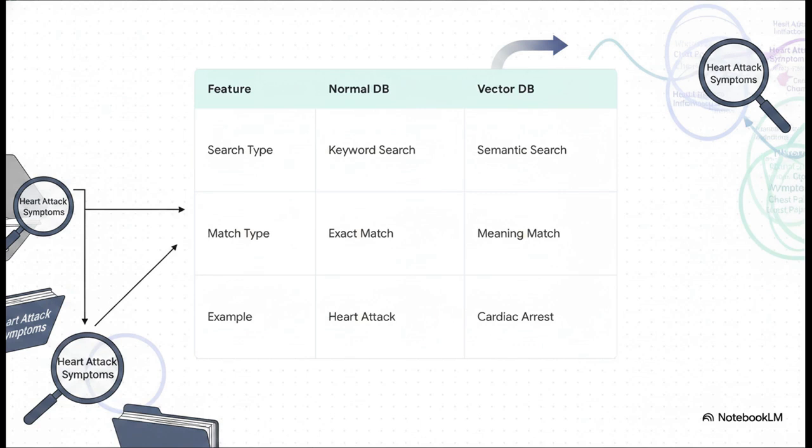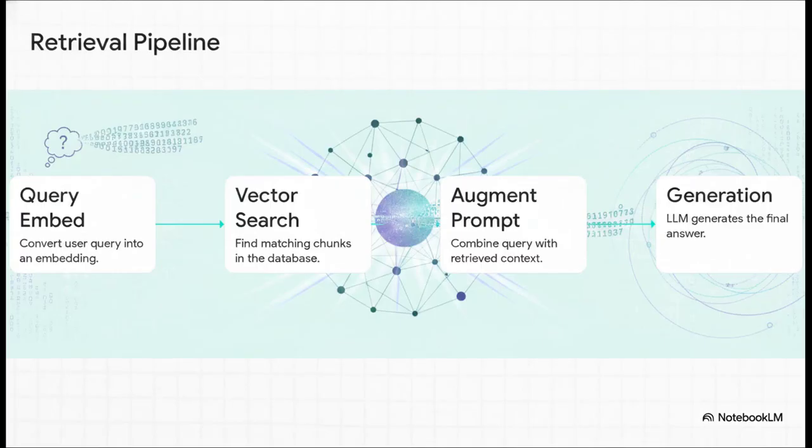It actually understands meaning. So if you search heart attack symptoms, the vector database knows that cardiac arrest means the exact same thing, and it will correctly fetch those documents too. It searches by concept, not just by letters. Okay, so once our data is ingested, we move over to the retrieval pipeline.